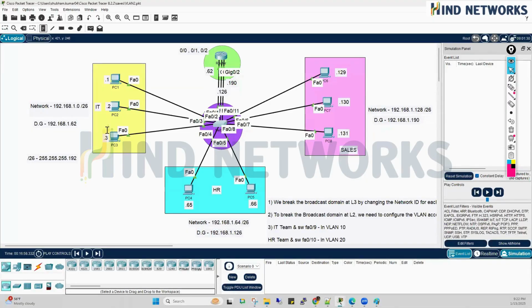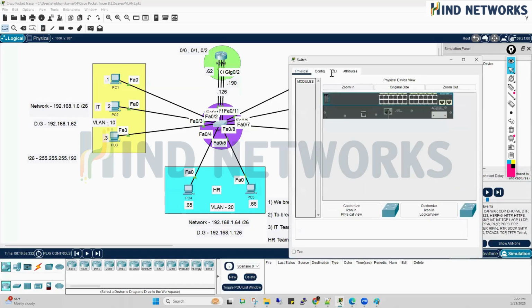Clear? For example, that is the IT team. IT team is the part of, for example, VLAN number 10. So I write here VLAN 10. And for example, HR team. HR team is the part of VLAN 20. So this is VLAN 20. And this is sales team. So for sales team, that is part of VLAN number, for example, 30. Fine.